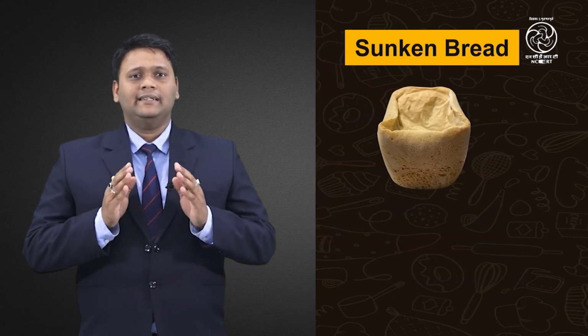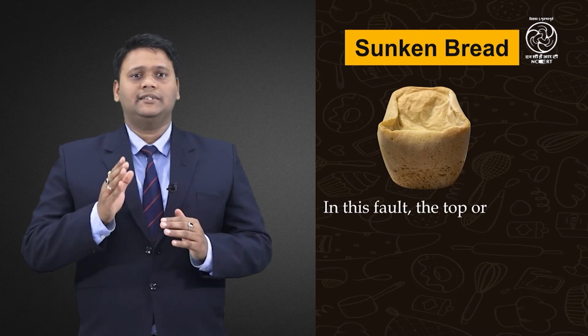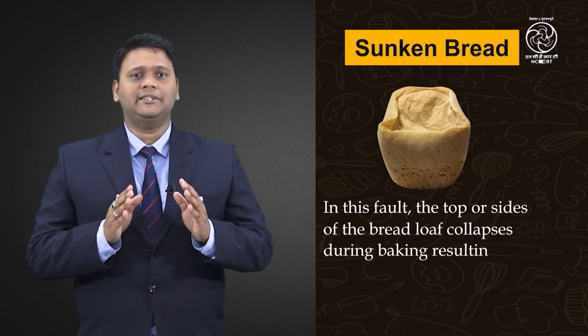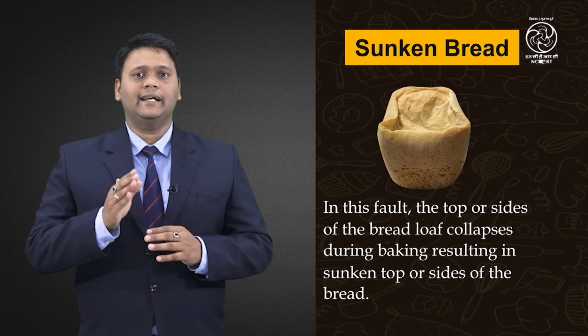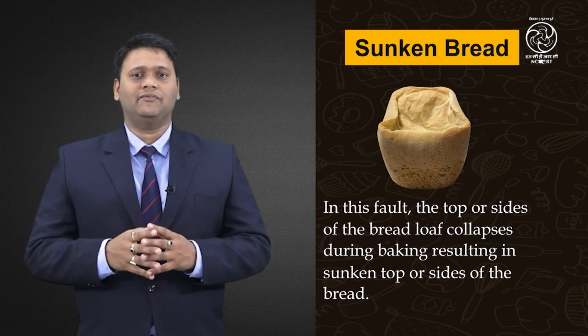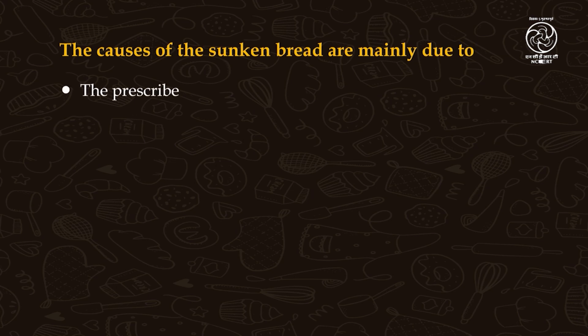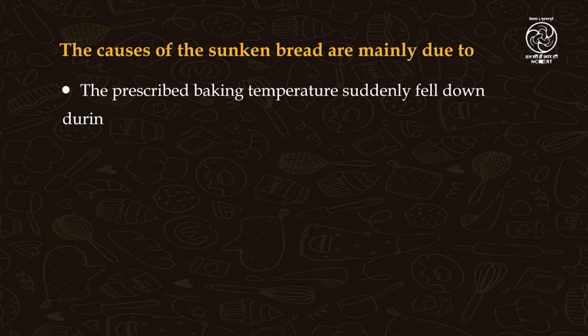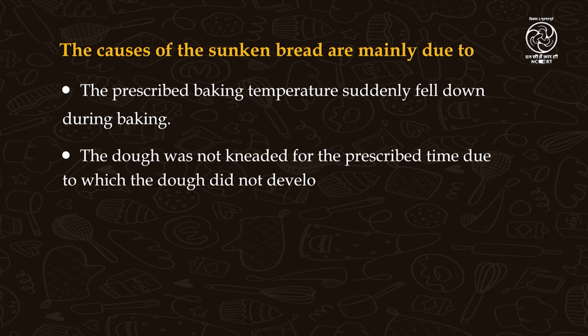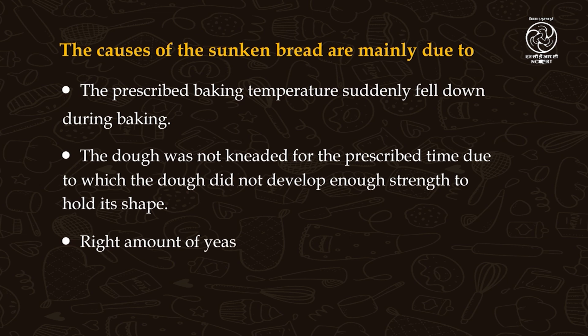Sunken bread. In this fault, the top or sides of the bread loaf collapses during the baking, resulting in sunken top or sides of the bread. The causes of the sunken bread are mainly due to: the prescribed baking temperature suddenly fell down during baking. The dough was not kneaded for the prescribed time, due to which the dough did not develop enough strength to hold its shape. Right amount of yeast was not added to the dough.